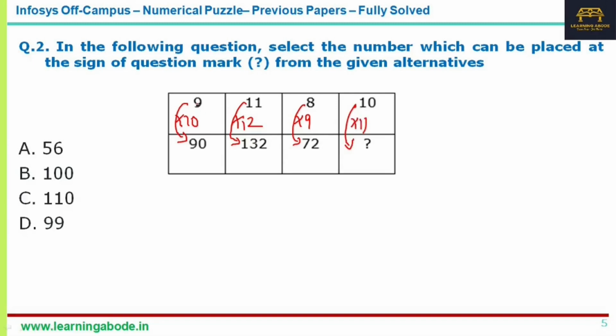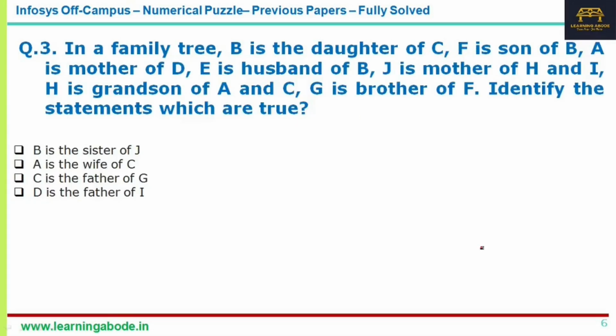So 9 plus 1 is 10, 11 plus 1 is 12, 8 plus 1 is 9, 10 plus 1 is 11. So 10 into 11 is 110. The answer is option C.